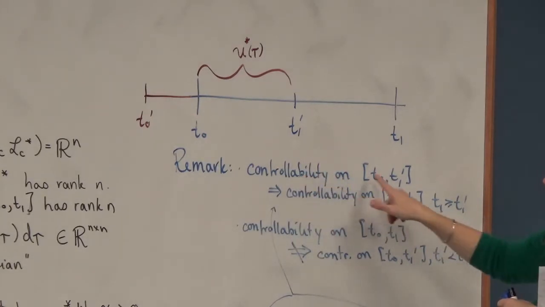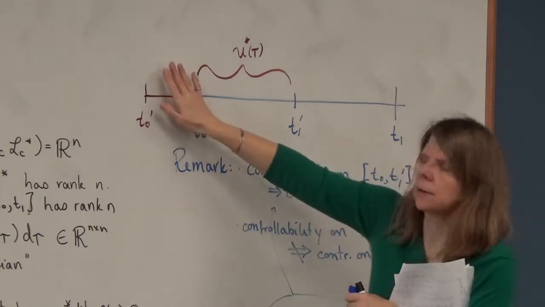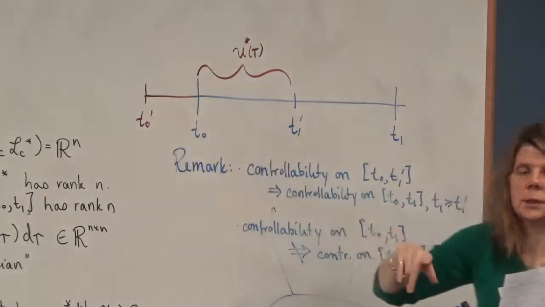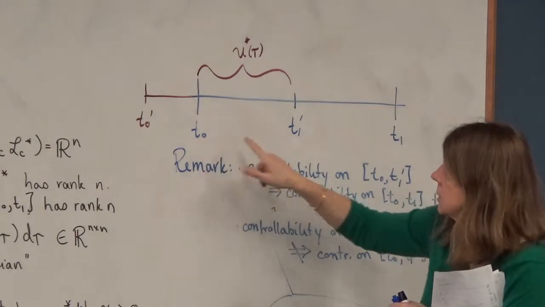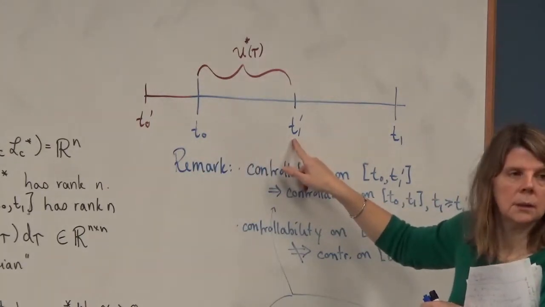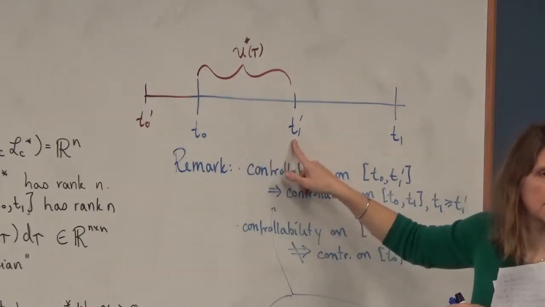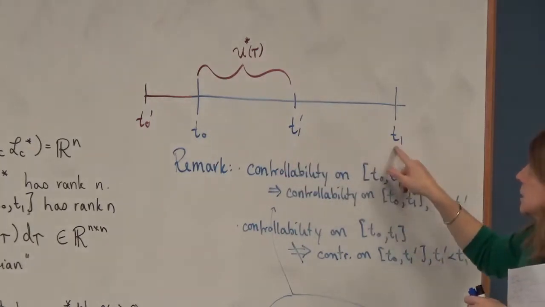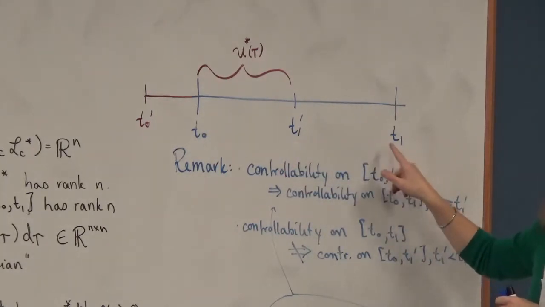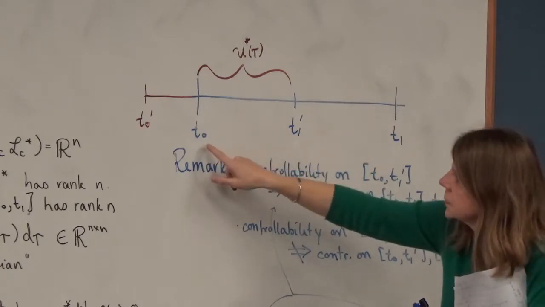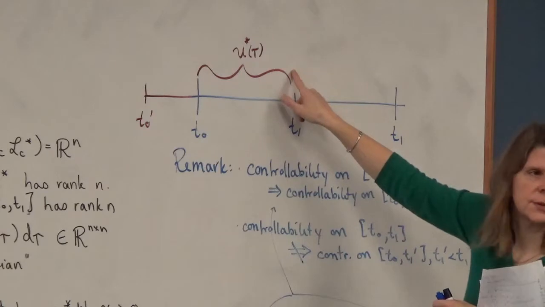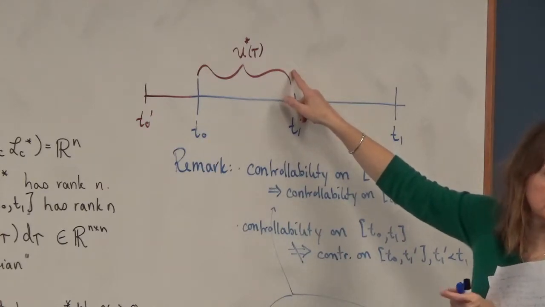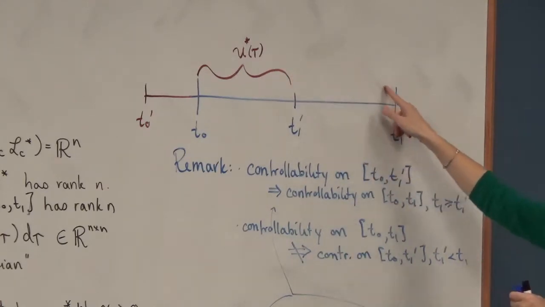Because if it's controllable on this time interval, let's just forget about that starting earlier for now and go straight to your question. It means you can get from any initial state to any final state here. But say you want to be at some final state at time t1. Then just use the input that you have control over to get to the state here, which when you turn off that input, the system will just drift to the state you want here.